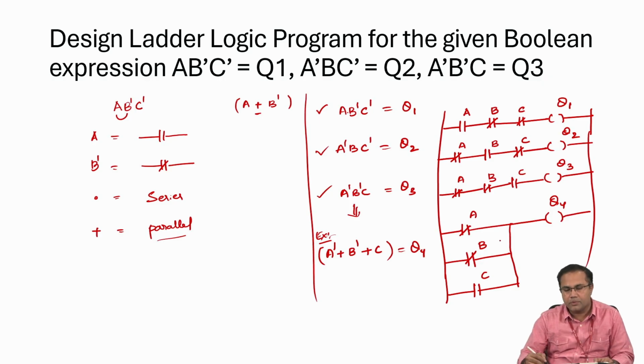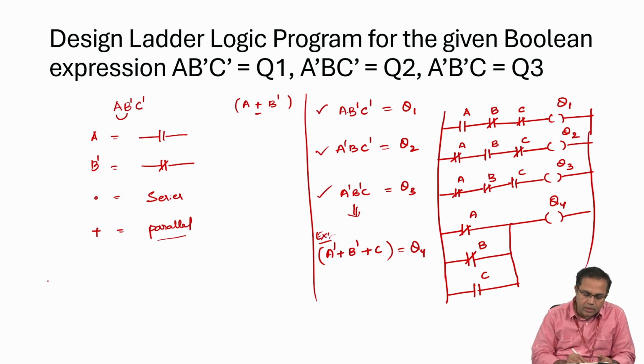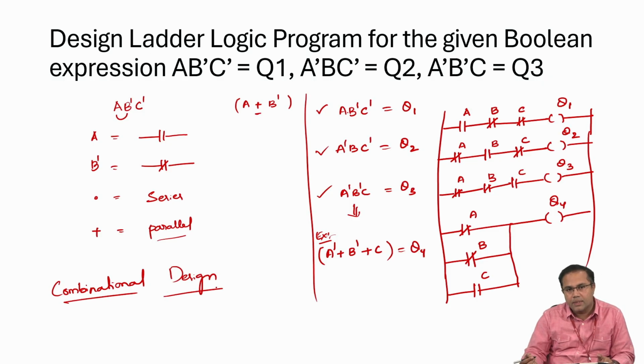So this is how we can convert a product term or a sum term or any standard Boolean expression, whether it is in SOP or in POS, into the ladder logic. Now I hope you understood this example, and when you understand this logic, any combination you have in digital logic, any combinational design, you can design any kind of circuit in the ladder logic.